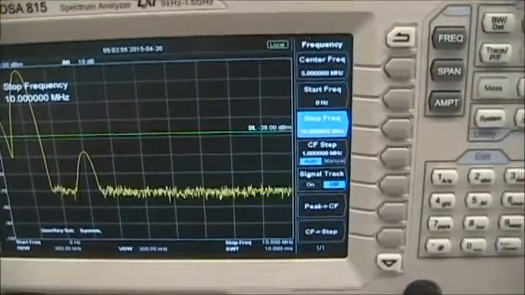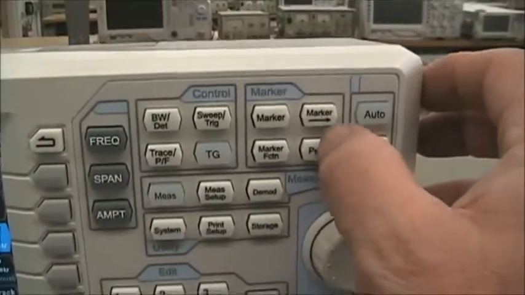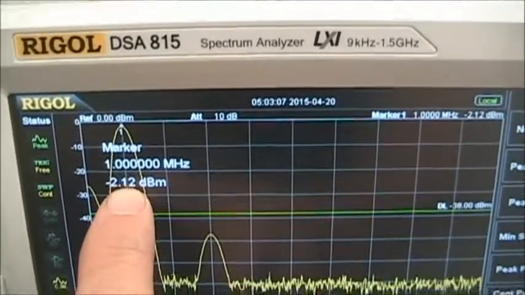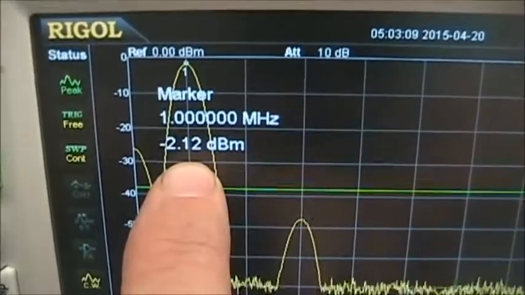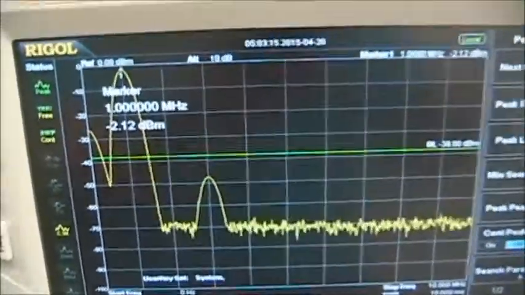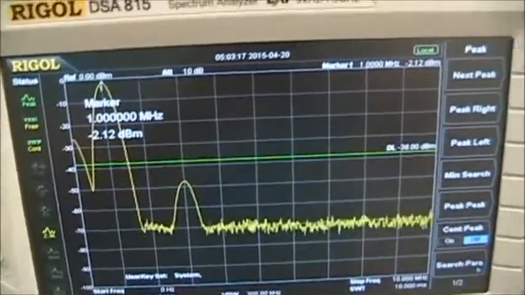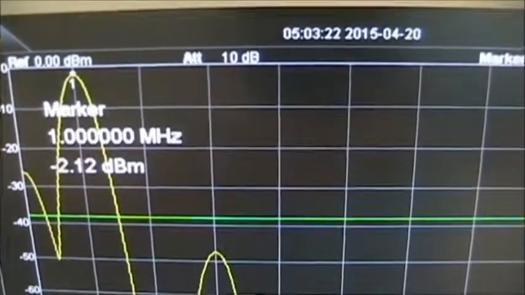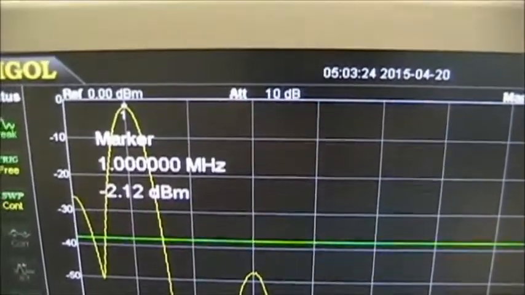Now, in order to take a reading on this signal, we're going to use the peak function. The peak function, when I press it, will put a marker on the peak signal. And you can see that the marker says that signal is 1 megahertz and minus 2.12 dBm. Now the calculation, if you go through the measurements or the calculated value, you'll see that the calculation for a 201 millivolt signal is actually about minus 1.9 dBm.